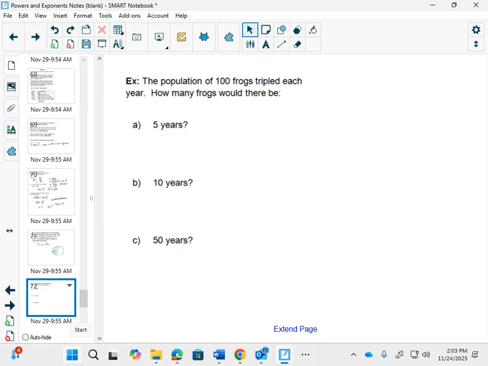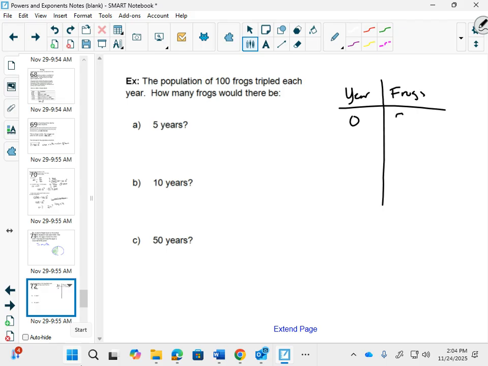A population of 100 frogs triples each year. How many frogs would there be in 5 years? Yes, but 2,000. Wait, no, 24,300. Okay, let's see. I don't know if I did it right. I think I did it wrong. You're a little bit wrong. If you're stuck on these ones, you can make a chart.